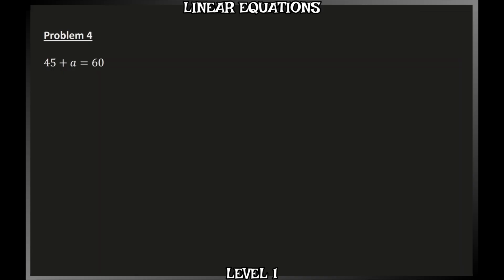In problem 4, we're solving the equation 45 plus a is equal to 60. And so we need to get the a on its own and find its value. Now on the left, we've got a 45 that's being added to a that we need to remove, and the inverse of plus 45 is minus 45.